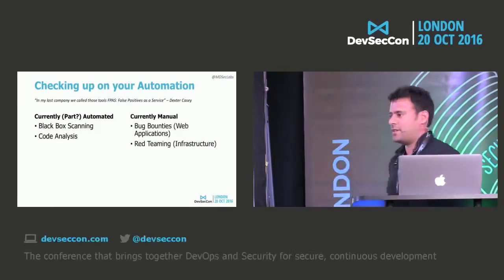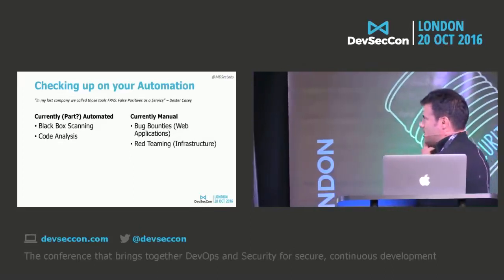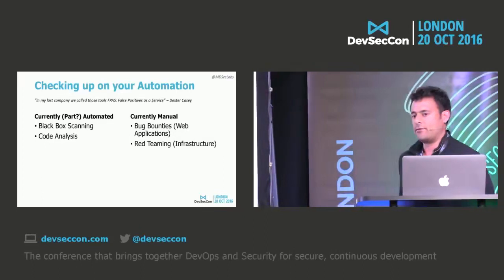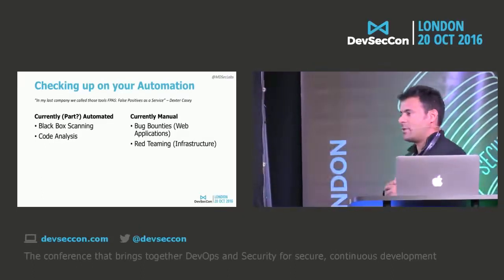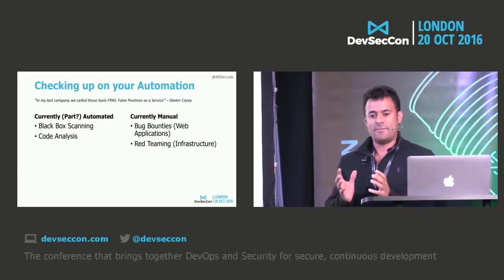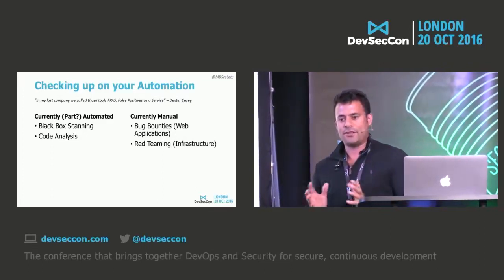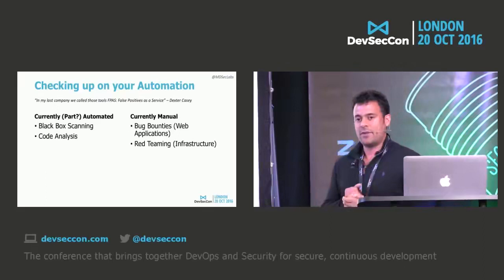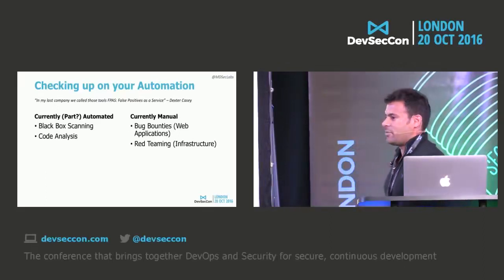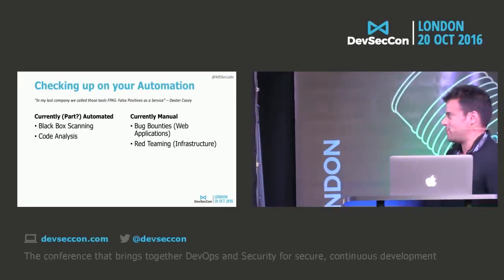So we do have ways of doing this. I think it was briefly mentioned in the last talk. We now have things like bug bounties and particularly red teaming for infrastructures. So red teaming was obviously born out of the fact that people know that their infrastructure scanning tools, even though they're finding all these bugs, are not actually finding the bugs that necessarily matter. As somebody said, a lot of these tools are really false positives as a service.